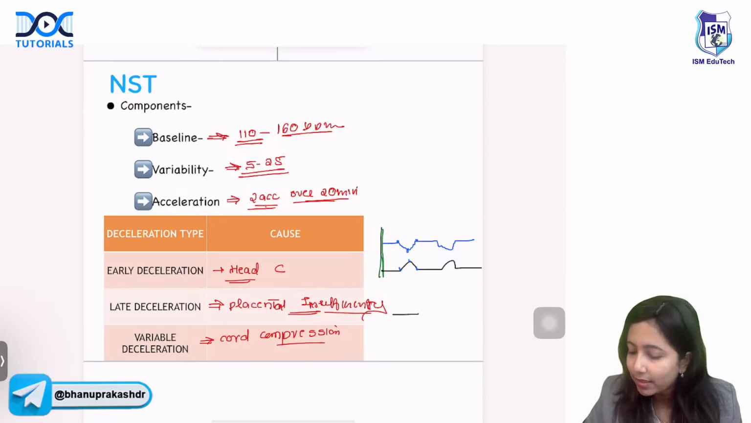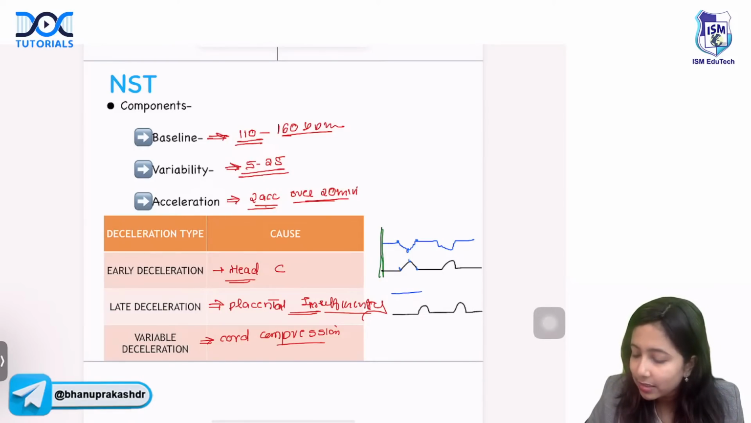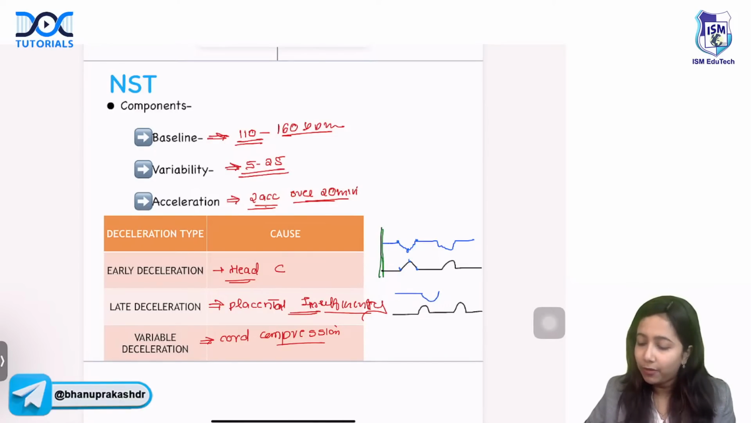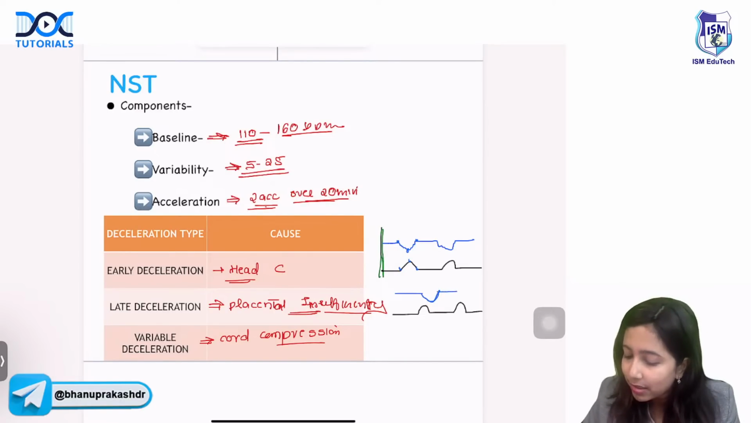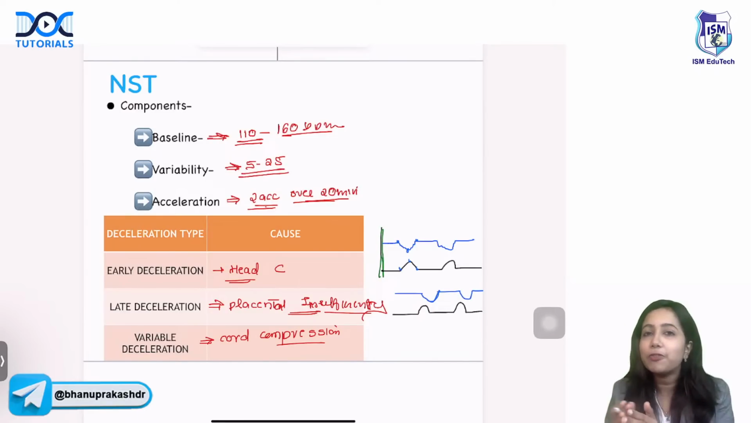In the next one, it is late. The decelerations are late. That means the deceleration starts after the onset of contraction, and it is there even after the contraction has ended. Then the deceleration is ending. Again, similarly, if I draw here, it will look something like this. So there is a phase shift. This is basically the late deceleration.